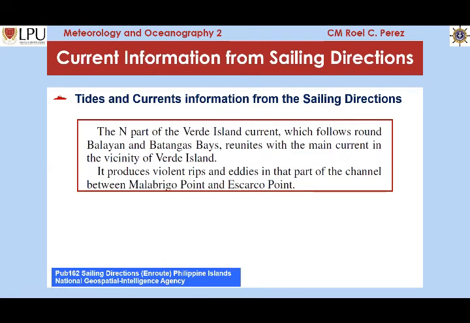The north part of the Verde Island current, which follows round Balayan and Batangas Bay, reunites with the main current in the vicinity of Verde Island. It produces violent rips and eddies in that part of the channel between Malabrigo Point and Escarco Point. So those are the information regarding current from the sailing direction en route Philippine Islands.